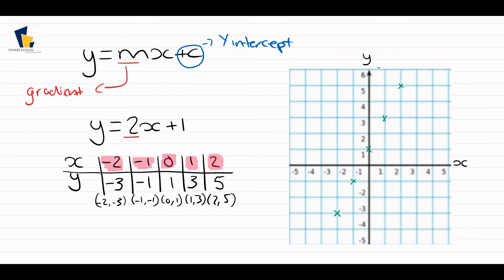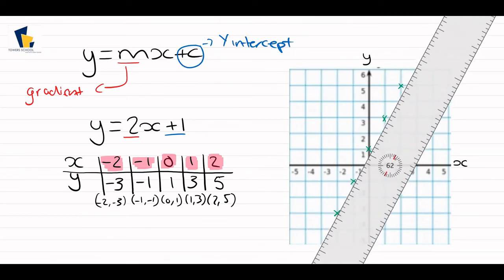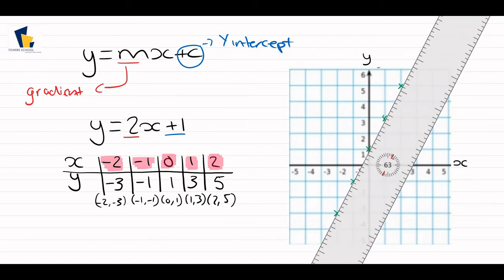So it is going upwards. And as you can see, our y-intercept is +1, and you can see here on the graph that it has gone through the y-axis at +1. So all we're going to do now is take our ruler, line up the dots, and then draw a straight line all the way through them.